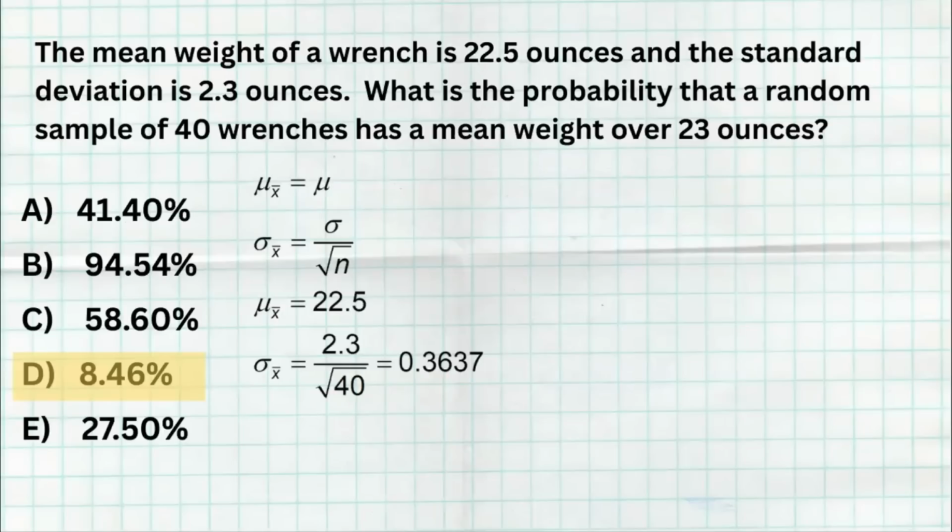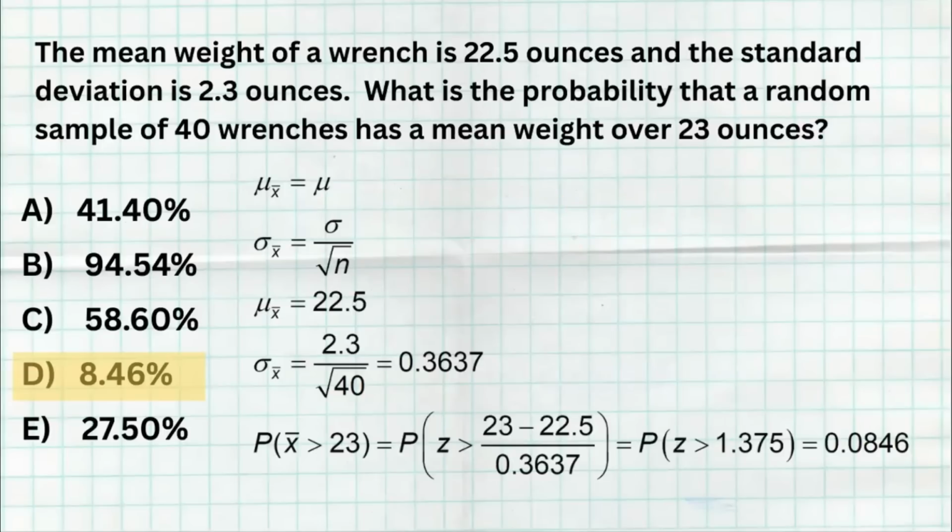That means I can now use the normal model to find the probability. So the question is asking the probability that a sample mean of 40 wrenches is greater than 23 ounces. So what I first need to do is figure out the z-score, because finding the probability that a mean is greater than 23 ounces would be equal to the z-score for what 23 ounces is in this sampling distribution.